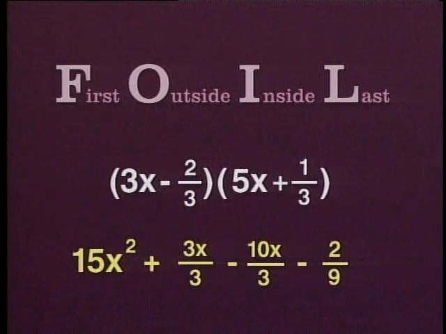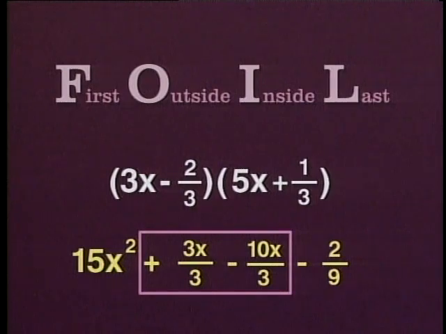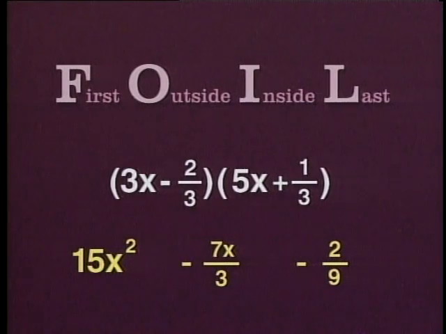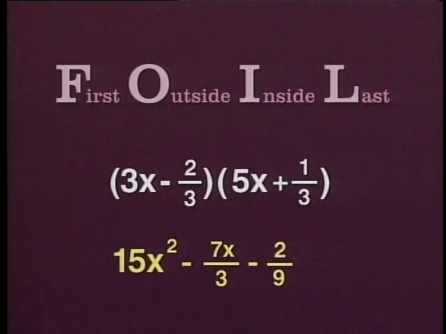Since they already have common denominators, we can combine them directly. 3x over 3 minus 10x over 3 equals negative 7x over 3. So our answer is 15x squared minus 7x over 3 minus 2/9. Now we've seen that polynomials can be added, subtracted, and multiplied. We won't do an example of it, but polynomials can also be divided using rules that are again similar to those that you're familiar with.